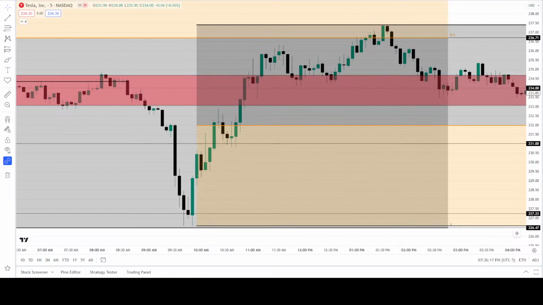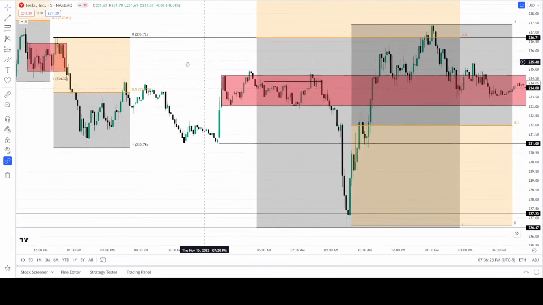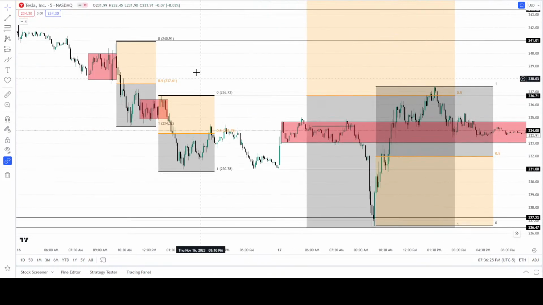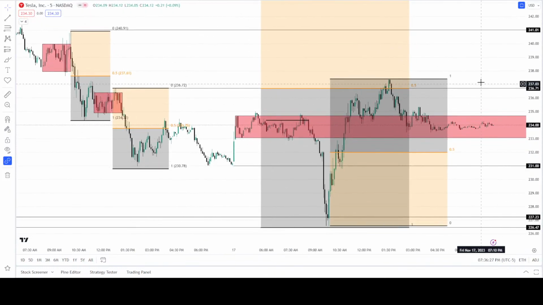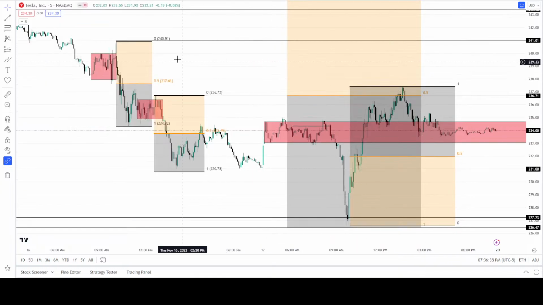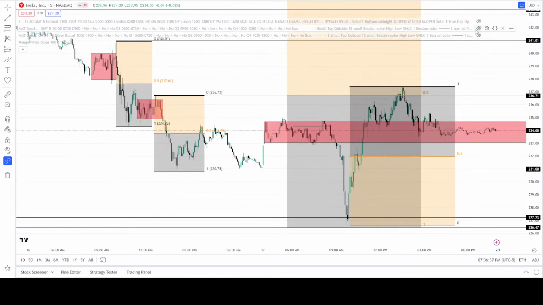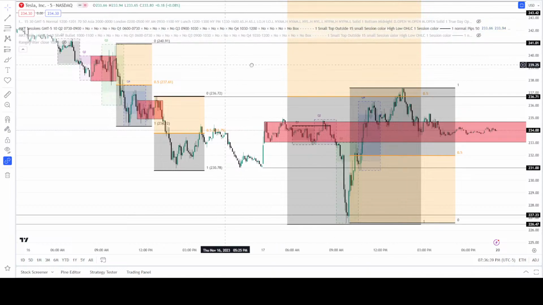How accurate and consistent do you find using the kill zones? I find that they are very accurate, but not always does the same thing happen every single day in every single kill zone. So you've got to use it as just one tool in the toolbox as far as what you're looking for and when it's going to happen. Because we can go back and just look at another day real fast too.